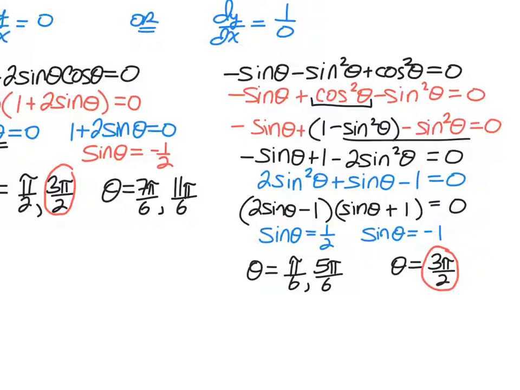I'm just confused how you got from 2 sine squared theta to 2 sine theta minus 1. No, it's 2 times sine squared. We factored it. So from here to here? Yeah, I factored it out. I just kind of pretended that it was 2x squared plus x minus 1 and just factored it old school like a trinomial, just sines instead of x's.